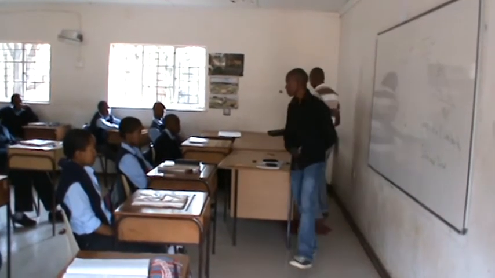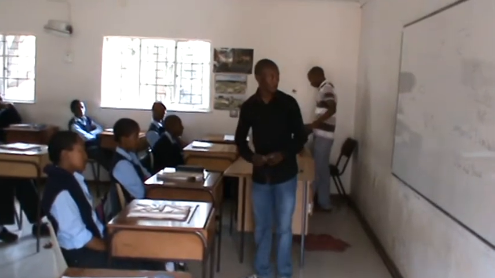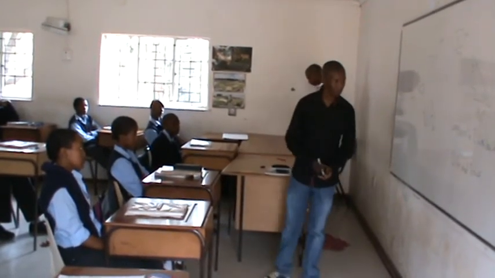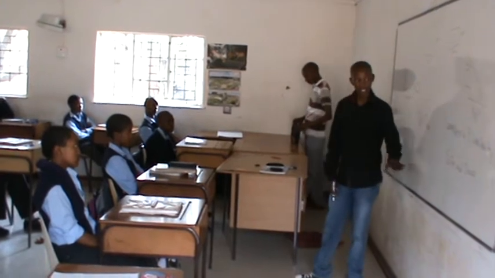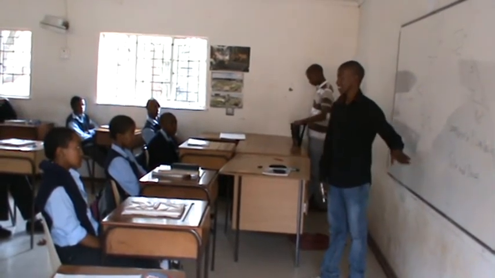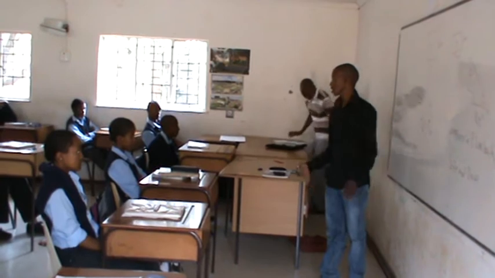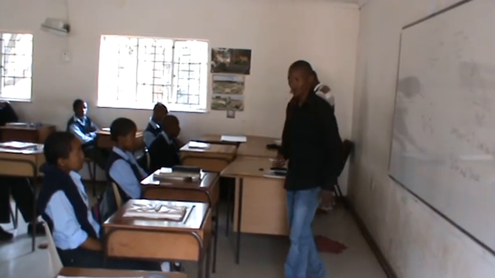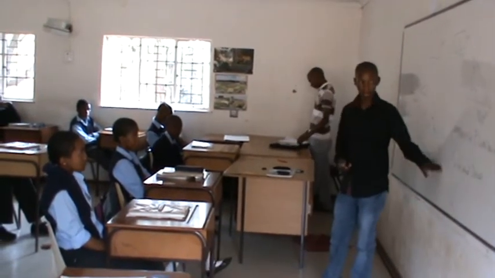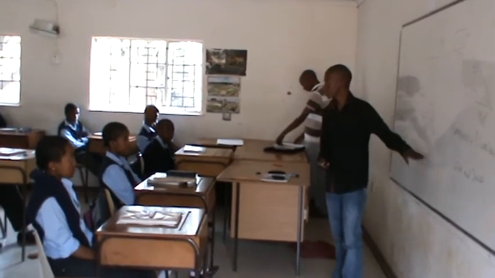Afternoon, everybody. Do we understand everything here? What can anyone say about congruence? Why do we consider congruence in triangles?